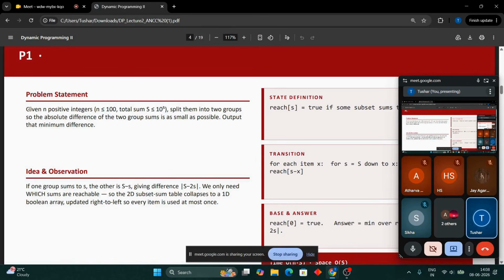The problem is that we are given n positive integers and we have to split them into two disjoint groups so that we minimize the absolute difference of the sums of the two groups. The total sum is bounded by 10^5. We have to report the minimum absolute difference which is possible between the sums of the two groups, and each integer should go to exactly one group. You can think about this problem for a minute or two. If anyone has any idea, you can also speak up.